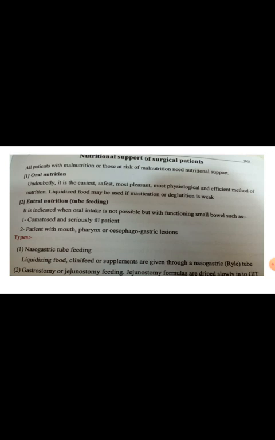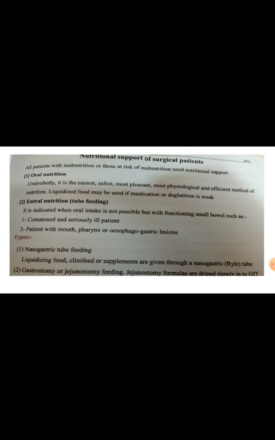Aspiration of the food goes from the pharynx to the trachea and the lung, leading to chemical pneumonitis, severe pneumonia and chest infection, from which the patient may die. So in comatose patients, enteral nutrition is indicated through a nasogastric tube.